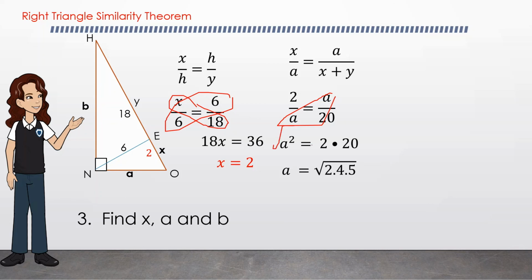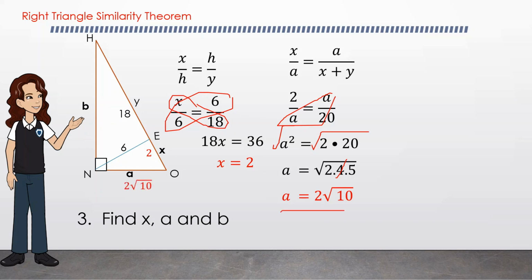So, i-square root natin to. So, let's get the factor of 20. And that is 4 times 5. So, we have the square root of 4. So, square root of 4 is 2. Then, 2 and 5, there's no perfect square. So, 2 times 5 is 10. So, that our answer now is 2 square root of 10.